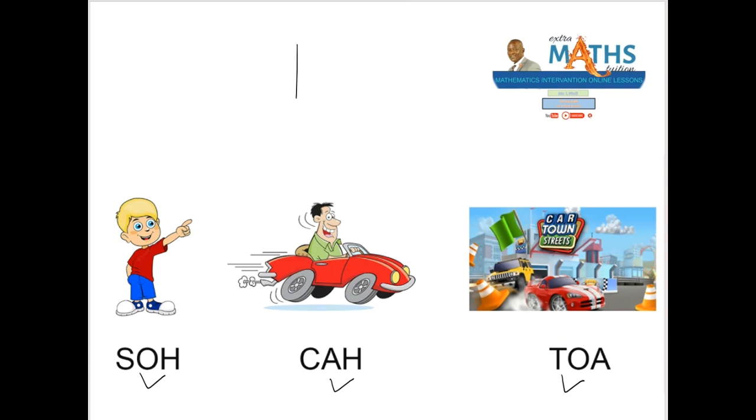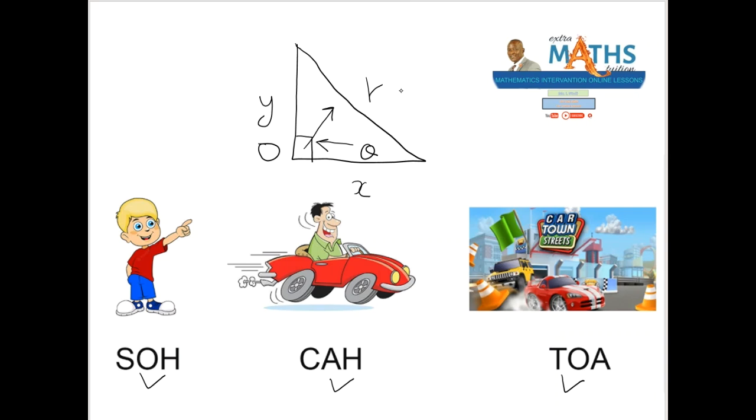Let us name our triangle again. That's your right angle triangle. There is the young boy. We said that is our y side, that is our x side, and that is our r side. Let us look at sine. There's the young boy. The opposite side is your y. Your hypotenuse side, which is opposite to 90, is your h. And then your adjacent side will be your x.